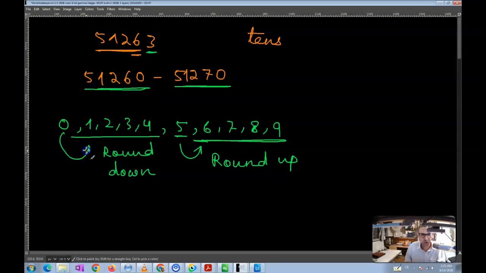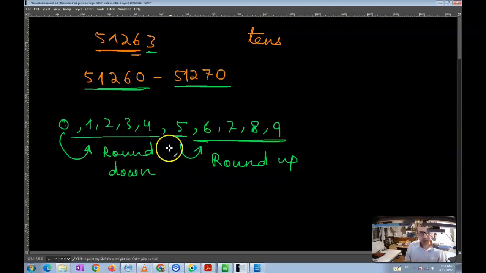So essentially then, as a rule, we can say that if we have to the right of the tens place value a 0, 1, 2, 3, 4, we are going to round down, and if we have a 5, 6, 7, 8, and 9, we are going to round up, right? Now what do I mean by round up or round down?